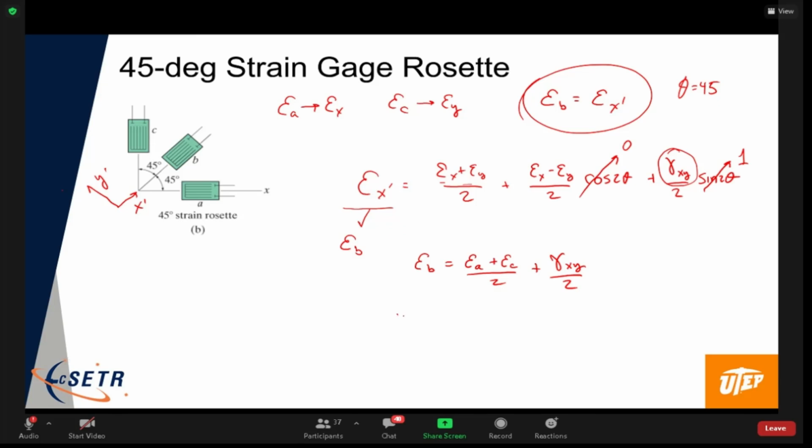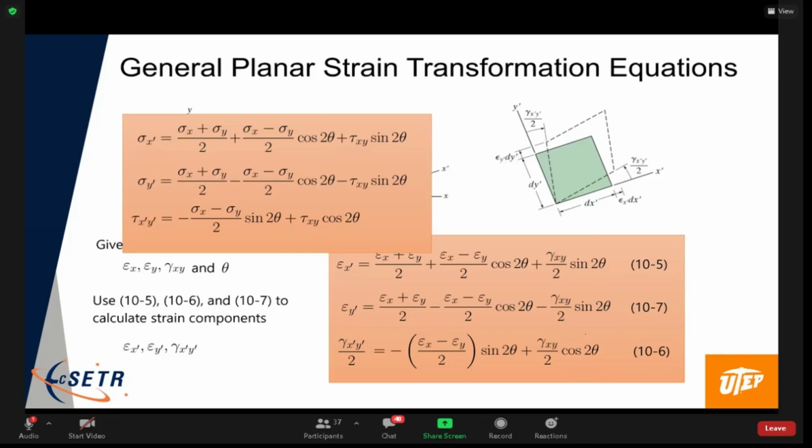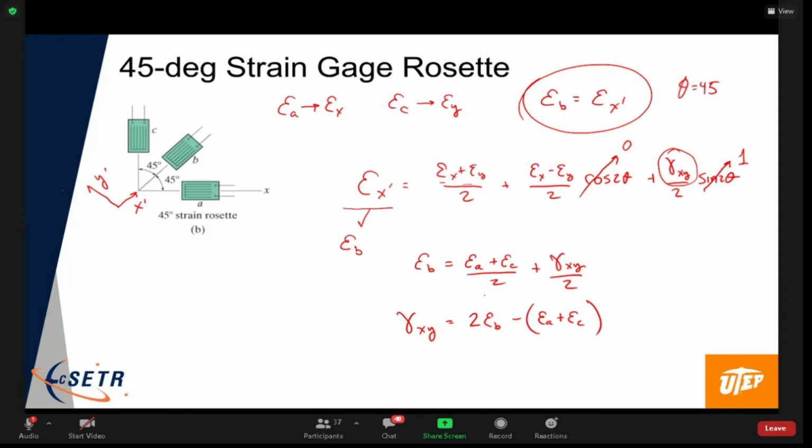And I can use this to get gamma x y equals 2 epsilon B minus epsilon A plus epsilon C. I screwed up a sign here somewhere. This should be a minus, right? Let me just make sure I got the signs correct before I go on. Right, that's right.